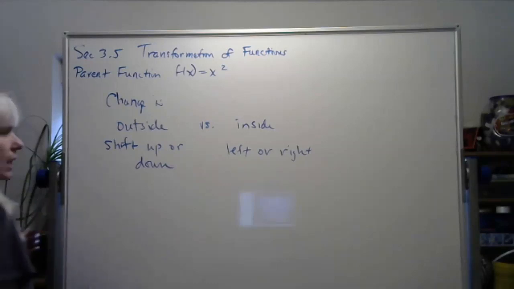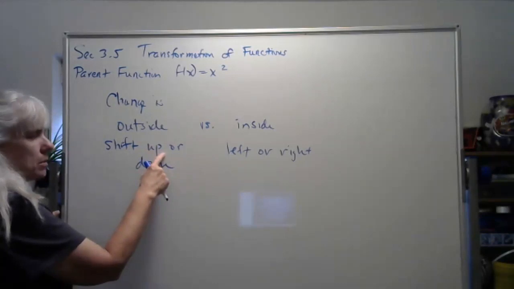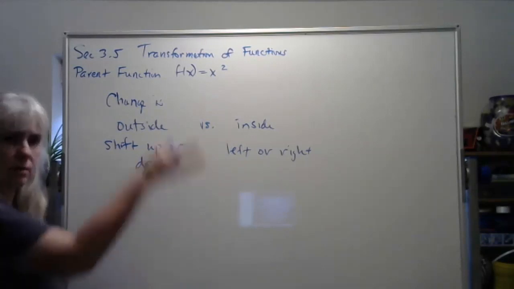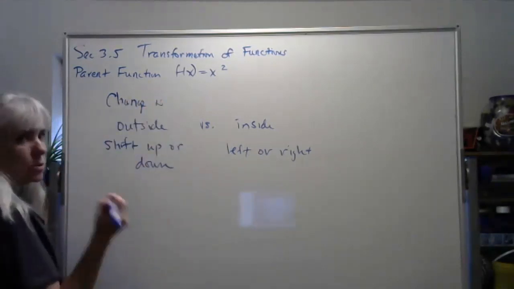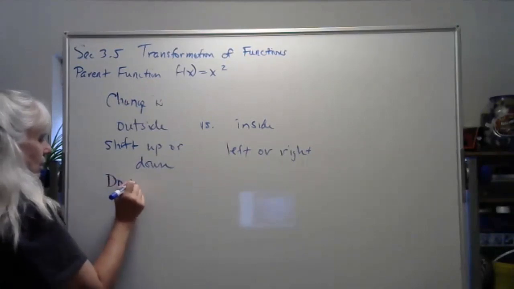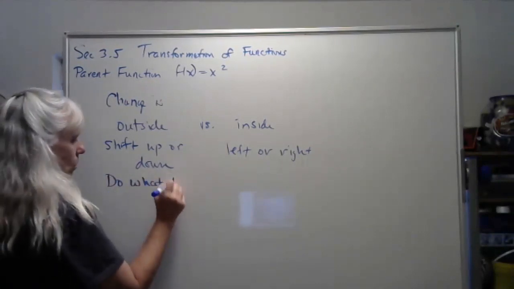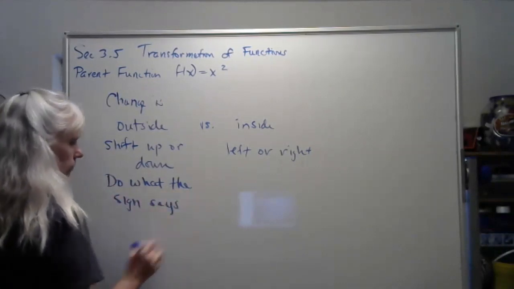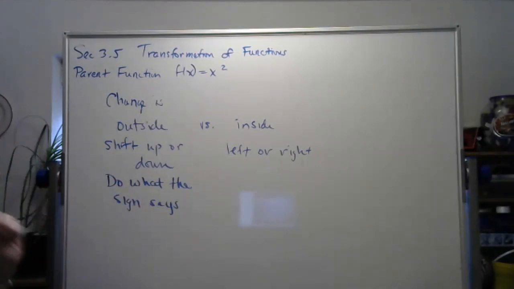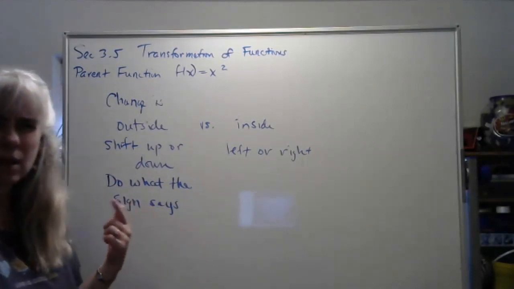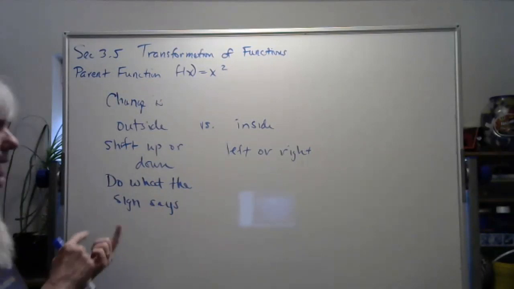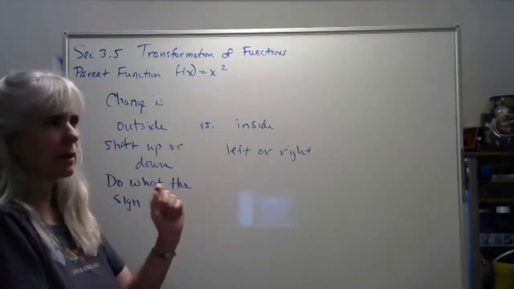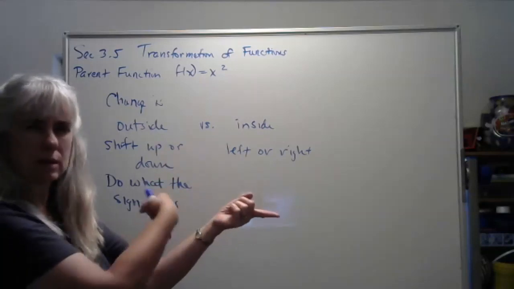Okay, on the outside, if it was a positive, we moved it up. If it was a negative, we moved it down. So we did exactly what we think should happen, because positives are up and negatives are down. So we're going to write, do what the sign says. However, when we moved it to the inside, we did the opposite of what we think it does. We had x minus 4, we went to the right. We had an x plus 1, we went to the left.